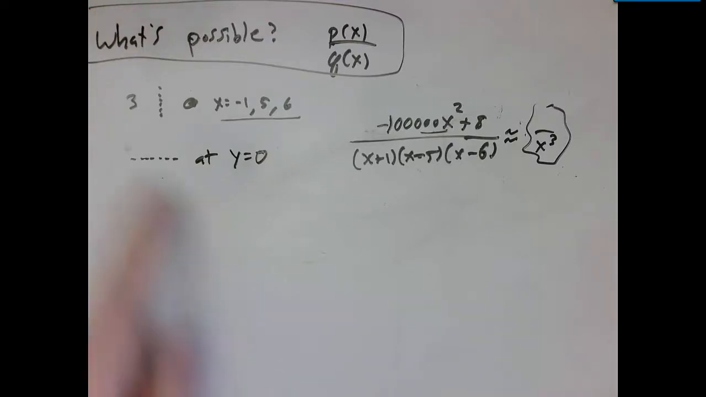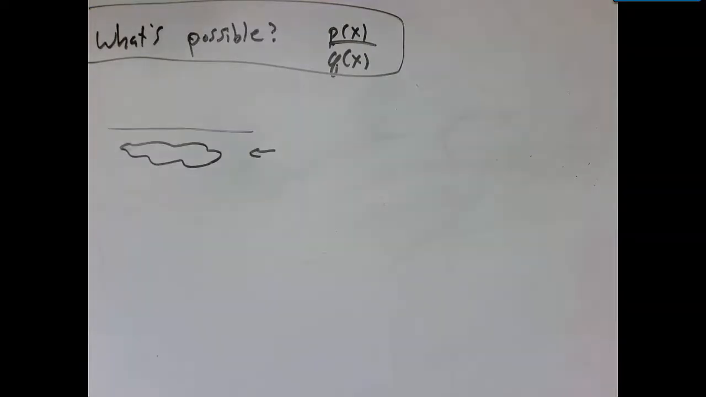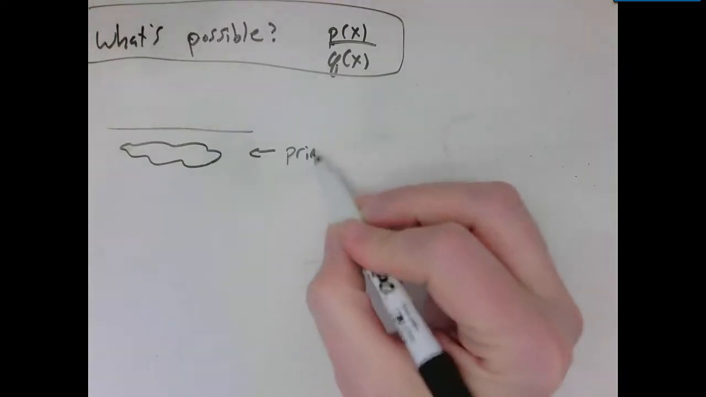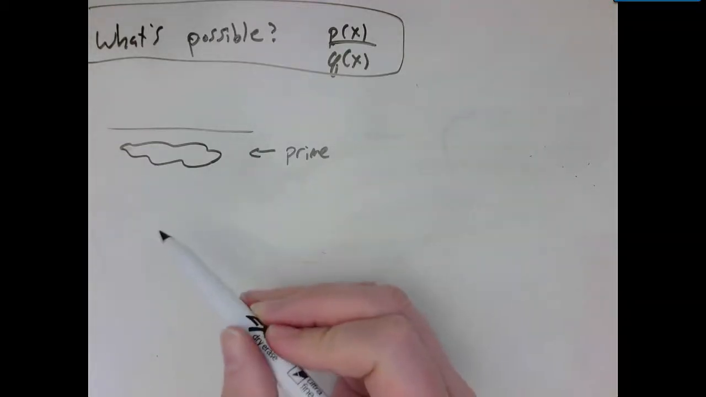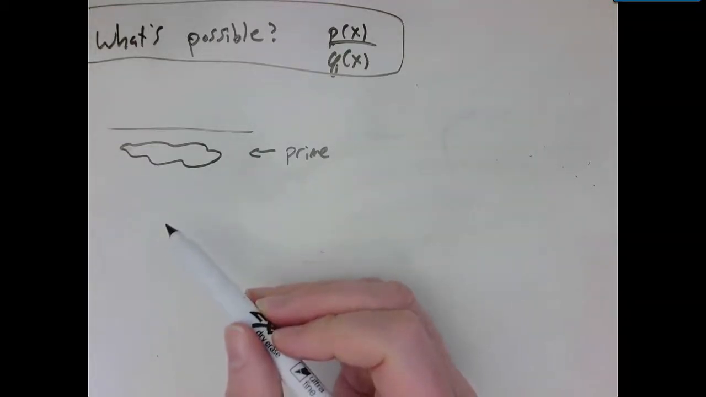So what if I wanted no vertical asymptote, and I also wanted no horizontal asymptote? Well, how could I do that? So if I want no vertical asymptotes, I know that whatever I choose for the denominator has to be prime. It can't have any real valued solutions. It can't factor over the reals.